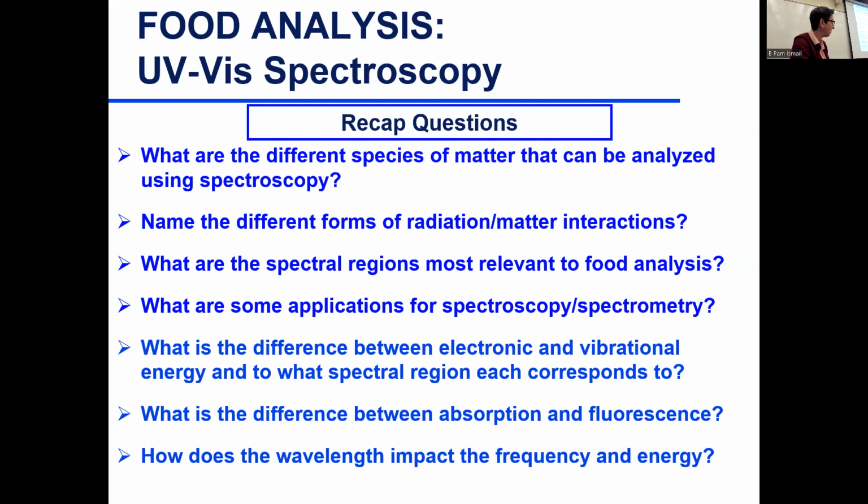How does the wavelength impact frequency and energy? Go ahead, Taylor. As a wavelength increases, the frequency and energy are decreased. Absolutely. So when you have shorter wavelengths, you have higher frequency because you have more oscillations in a unit time and a unit distance. And that means you have more energy. As the wavelength increases, you have less frequency and less energy. Therefore, vibration energy is IR. So IR wavelengths are longer than UV wavelength and then visible light wave.